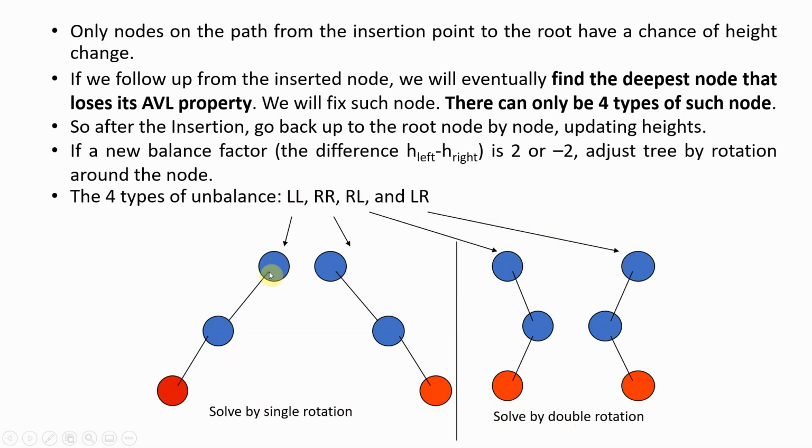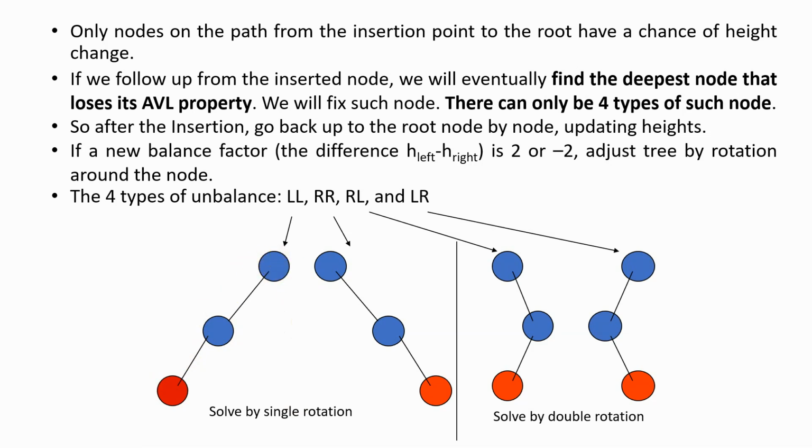Here you see that, let's say originally we had a tree like this, we inserted the node and it went to the left of the left of this node, right? So if we calculate the balance factor, the balance factor of this node is 0, the balance factor of this node is 1, the balance factor of this node is 2.